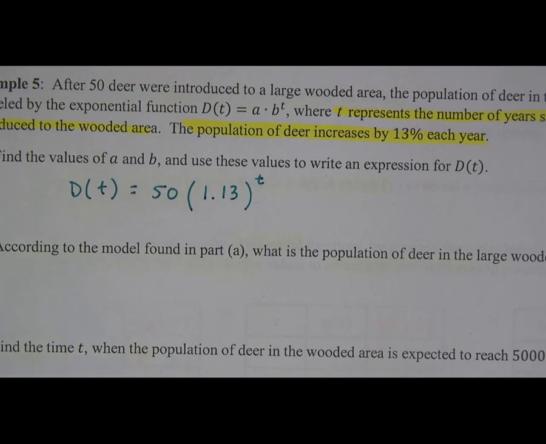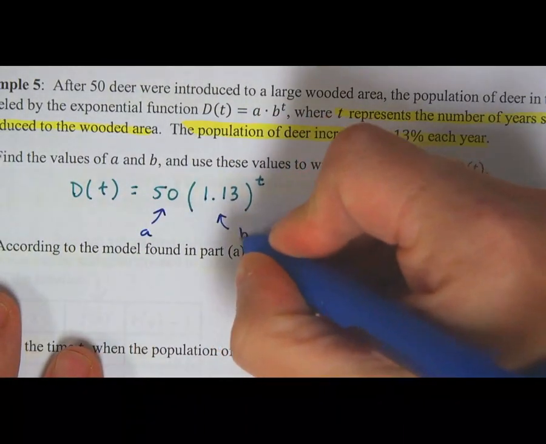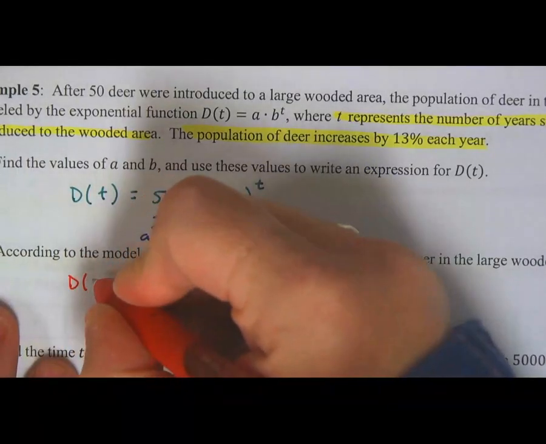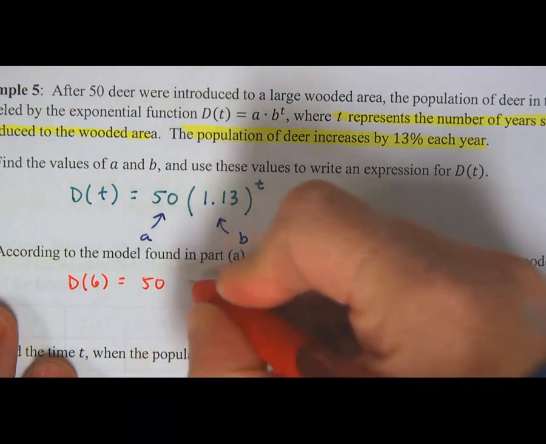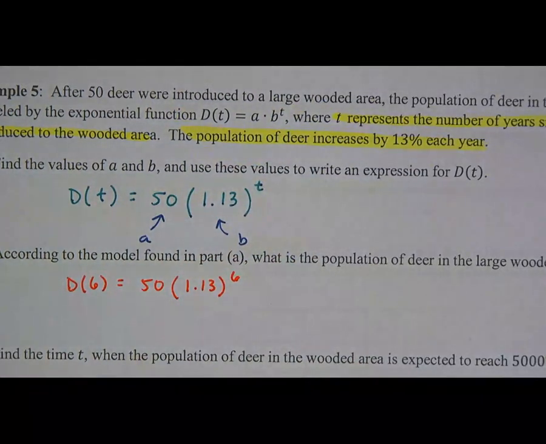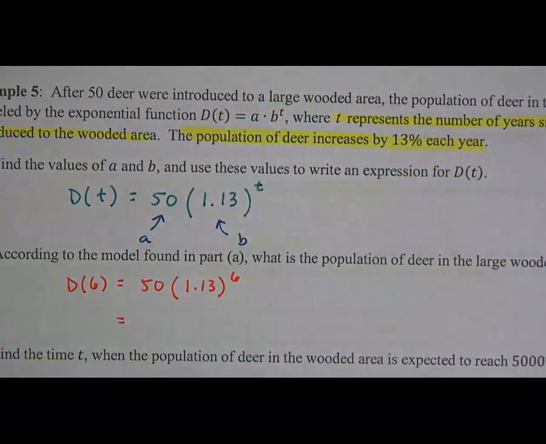So it said find A and B. I'm just going to be lazy and say, well, that's A and that's B. B. According to the model, what's the population of deer after 6 years? That's not tricky at all. We're just finding D of 6, which is 50 times 1.13 to the 6th power. And just plug that in your calculator.